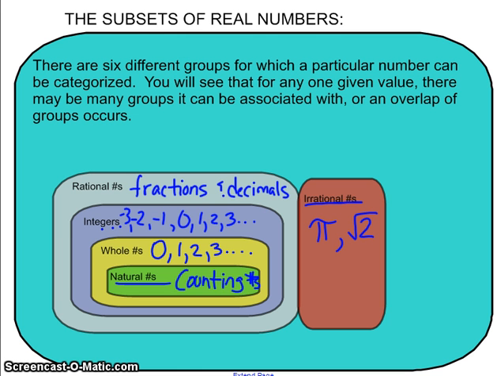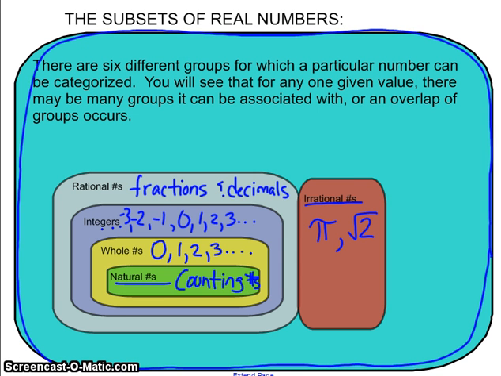Now, the biggest thing here is, so far, we've only talked about 5 groups. But in the heading, I said there were 6 groups. This entire Venn diagram, notice, is surrounded by a large light blue area. This large light blue area represents the 6th group, and that is indeed real numbers.